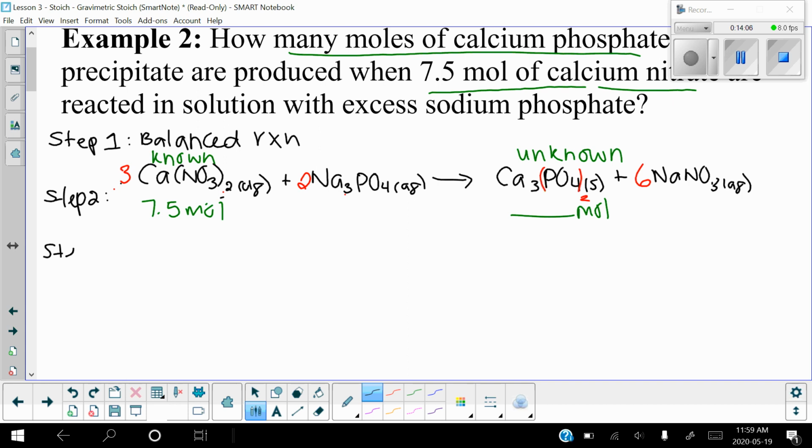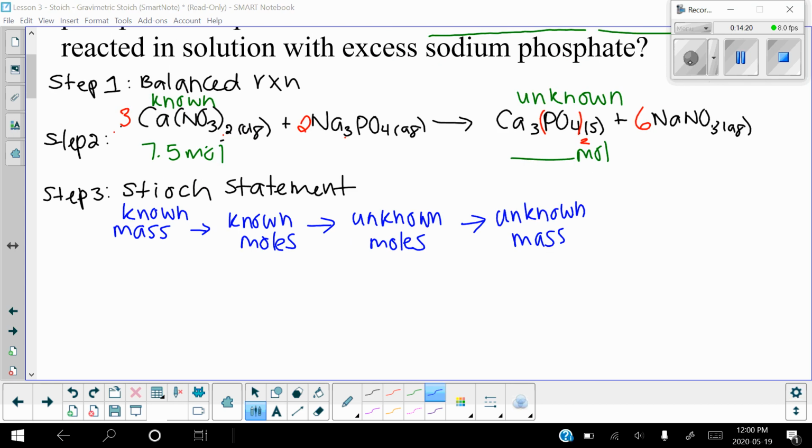Lastly, step 3 is your Stoich statement. Okay, I'm going to just put the flow chart up and I'll be right back. Okay, here is our flow chart: known mass, known moles, unknown mass. Okay, so our known is actually starting off as moles. So we don't need to convert our mass into moles. We already have moles.